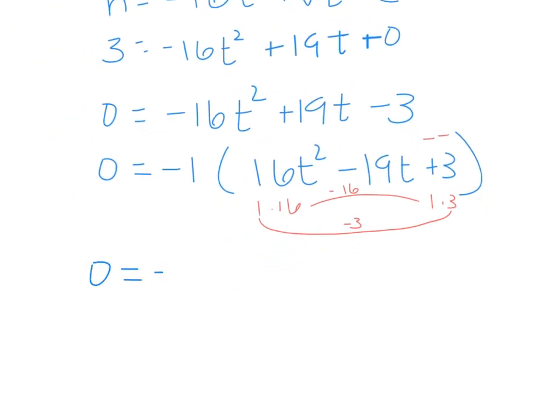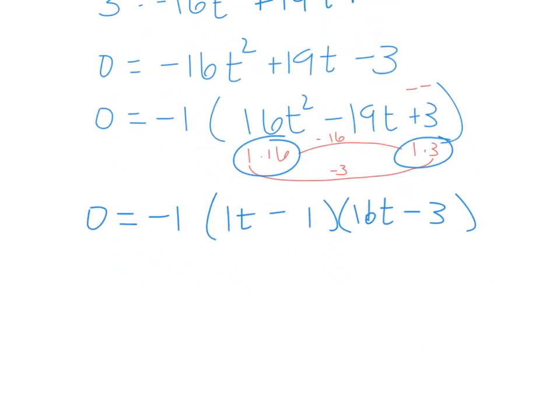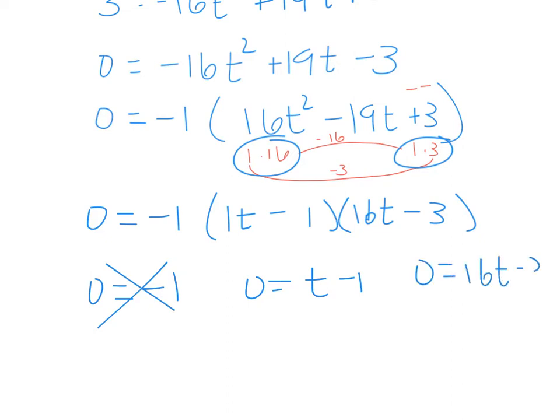I've got 0 equals, keep the negative 1 in front. We've got a 1, 16, 1, 3 combo, so I have 1t and 16t. I have a 1 and 3 on the backside, and we already know they're both negatives, okay? So now in this case here, 0 equals negative 1, no good, throw it out. 0 equals t minus 1, and 0 equals 16t minus 3.